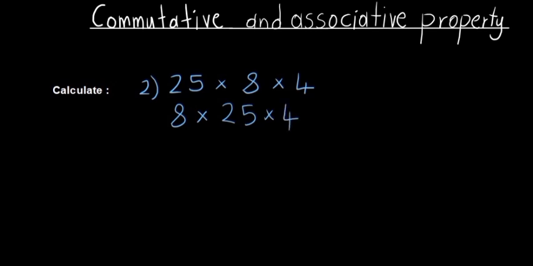Next, we're going to use the commutative property of multiplication to group the 25 and the 4. So first we'll multiply 25 by 4 to get 100. And then now our multiplication is easy. So all we have to do is to multiply 8 by 100 to get 800. And this is the final answer.